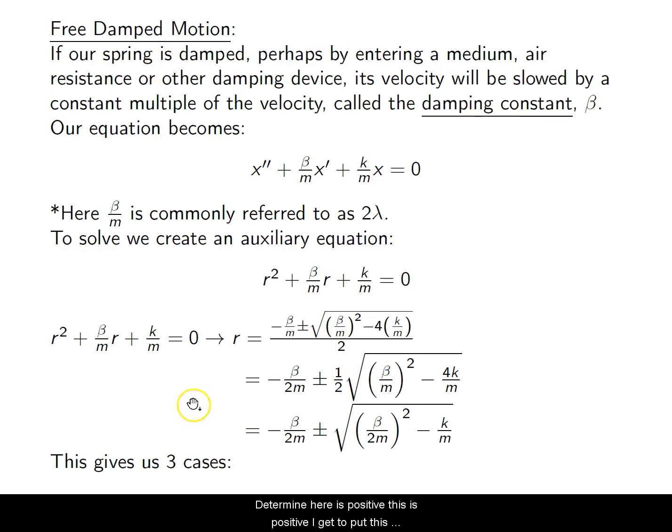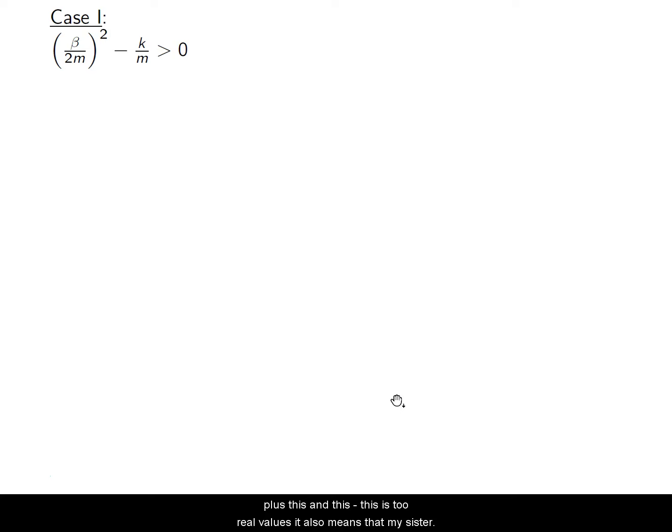Okay, so let's look at our different cases. Case 1, we got distinct roots. The discriminant term is positive, right? The term in here is positive. If this is positive, I get this plus this, and this minus this. It's 2 real values. It also means that my system is overdamped, okay? Meaning that my oscillations are going to stop and go to 0 very, very fast. I'm overdamped. I'm kind of stopping my motion very quickly.